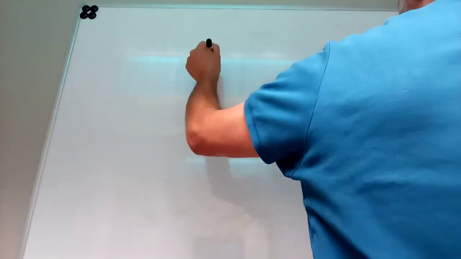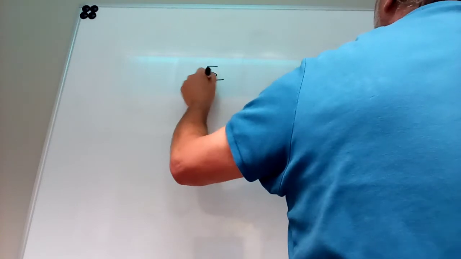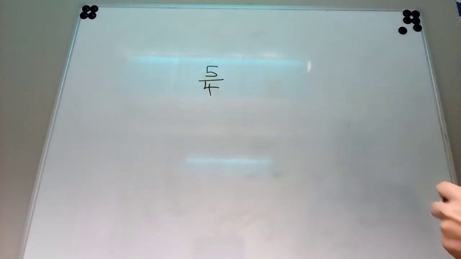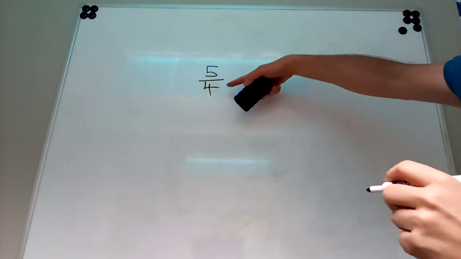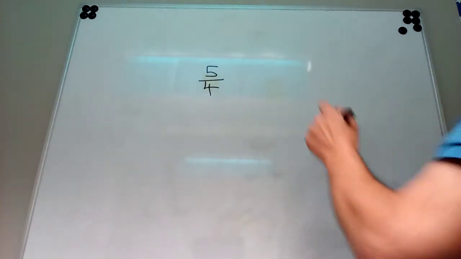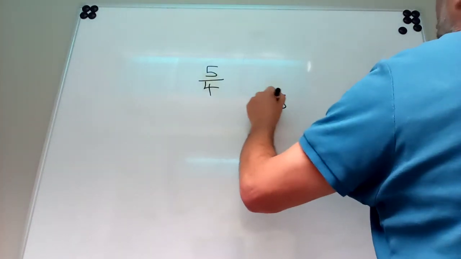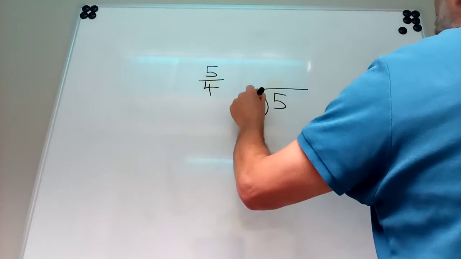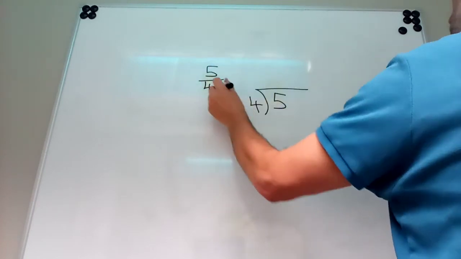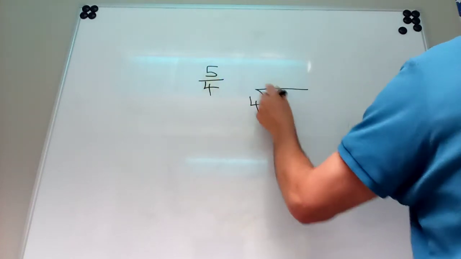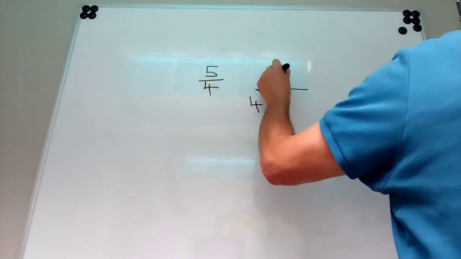So let's go back to an improper fraction and see how we can change that to a proper fraction. So let's go to 5 over 4. That is an improper fraction because the top number is larger than the bottom number. So we're going to put that into a division problem. We're going to drop the 5 into the box, bring the 4 down, and so we've got 5 divided by 4.